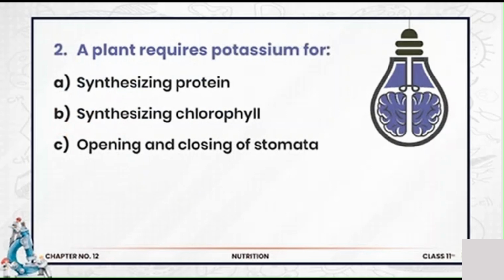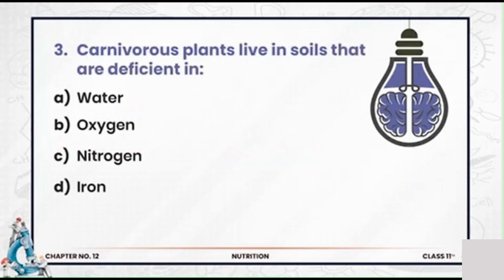MCQ number 2, a plant requires potassium for alpha option synthesizing protein, beta option synthesizing chlorophyll, Charlie option opening and closing of stomata. So that is the answer, opening and closing of stomata. MCQ number 3, it says carnivorous plants live in the soils that are deficient in alpha option water, beta option oxygen, Charlie option nitrogen, and delta option iron. So the correct answer is Charlie option, that is nitrogen.